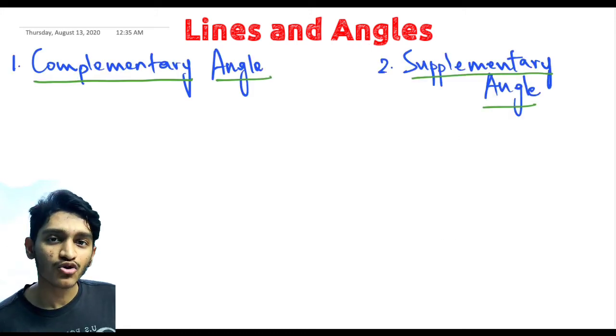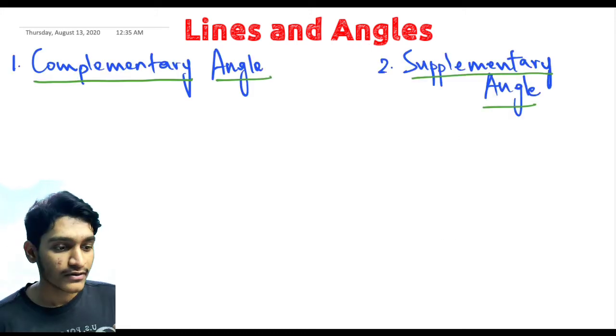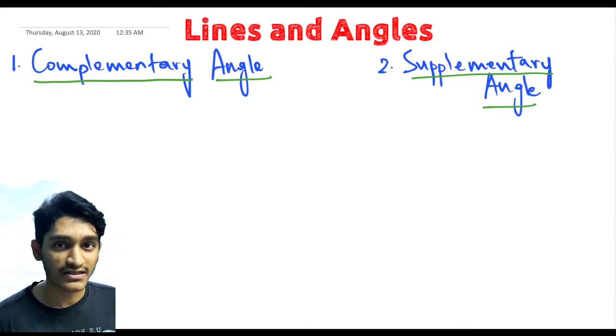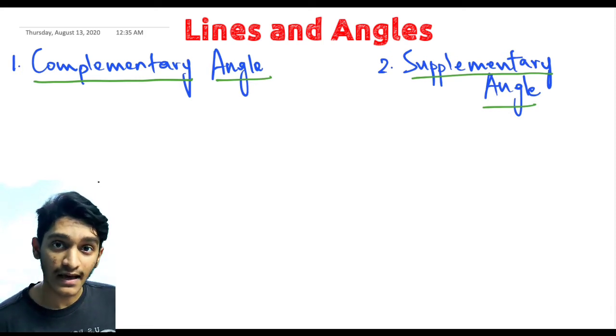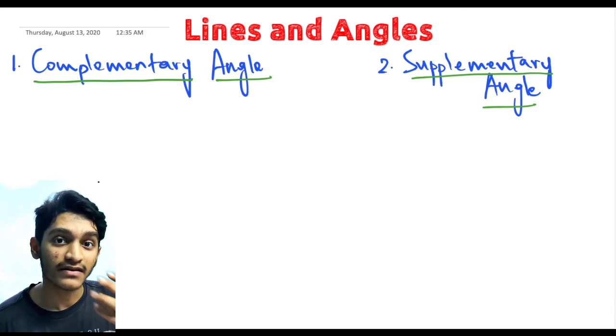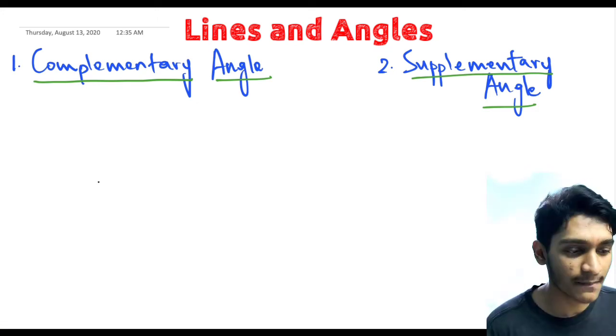As for the first two properties that we are going to see right now, those are the complementary angle and the supplementary angle. Well, what are complementary angles first? So what is a complementary angle? Well, complementary angles are the angles which when added give 90 degrees. So let me give you an example over here.